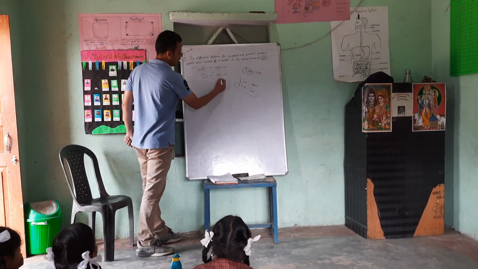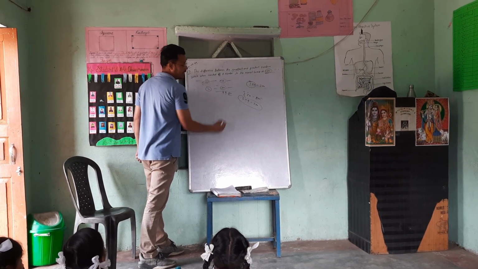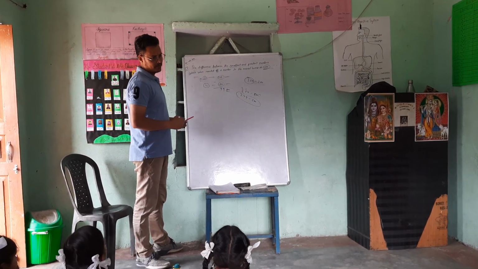Yes. Now if you are subtracting, you are getting 9. 14 minus 5 is again 9. So this is your answer, 99. Okay? Got it?